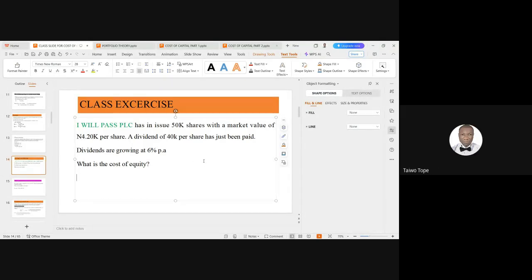So the question reads: Does that I will pass PLC has in issue 50 Kobo shares with a market value of 4 naira 20 Kobo per share. A dividend of 40 Kobo per share has just been paid. Dividends are growing at 6% per annum. What is the cost of equity?